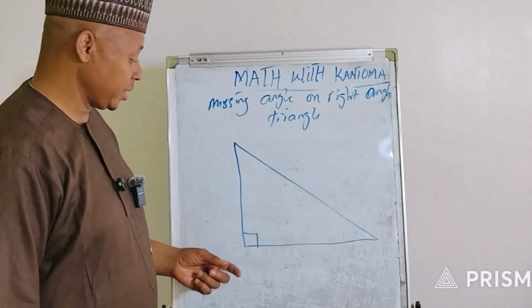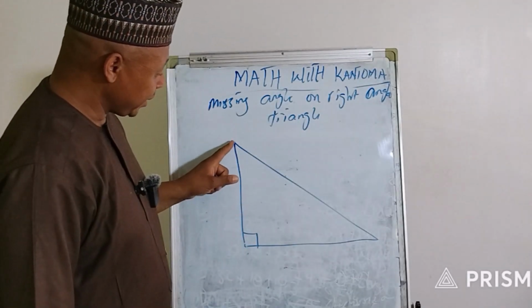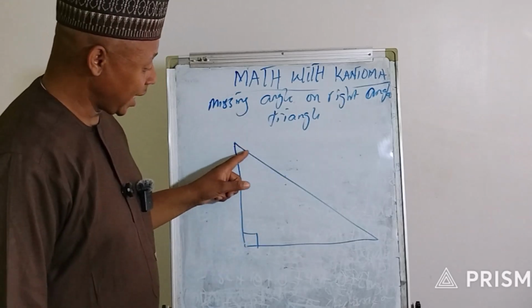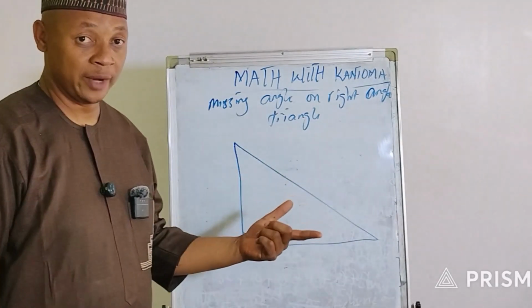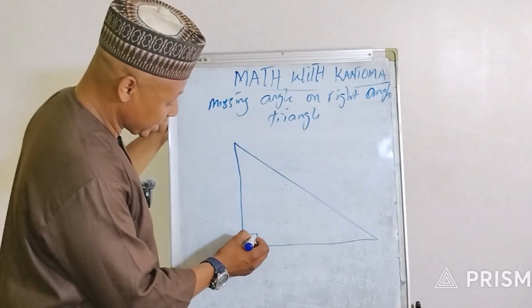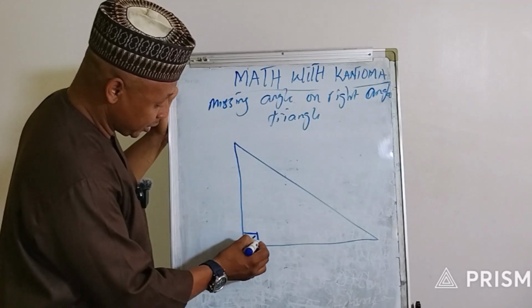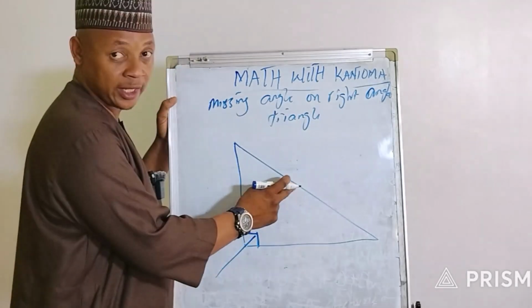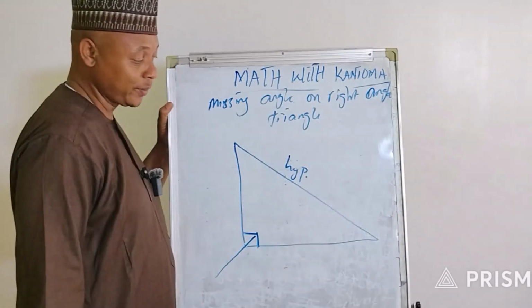By definition, in a right angle triangle, the line that is facing the right angle, or the line that is longer than any other line, is called the hypotenuse. If you draw an arrow, this shows that this angle is directly opposite to this line. So we say this line is my hypotenuse.